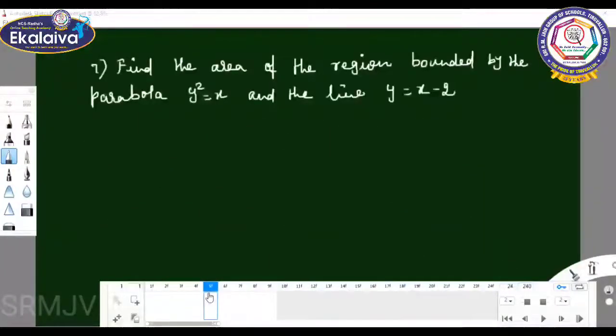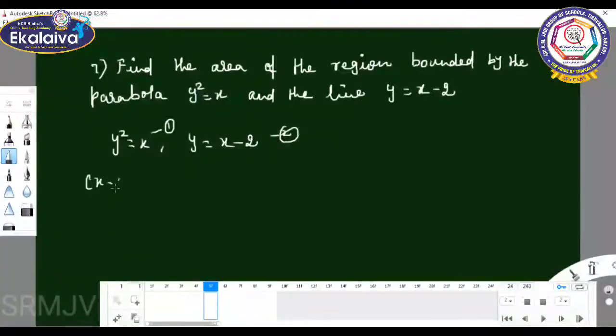Find the area of the region bounded by the curve, that is the parabola y square equal to x. Y square equal to x is nothing but an open rightward curve, and the line y equal to x minus 2. First, you should find out the intersecting points of the curve and the line. So you can take it as y square equal to x, and y equal to x minus 2.